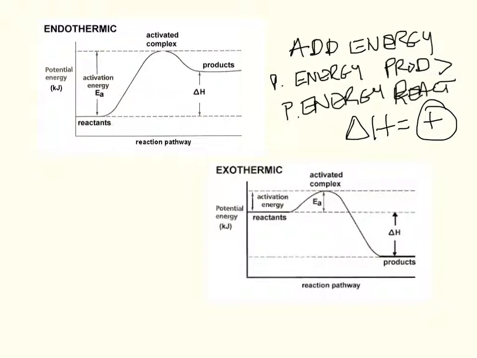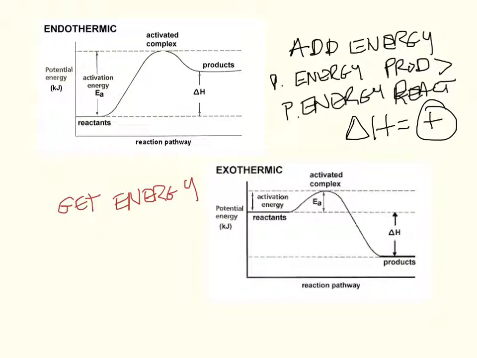The products have more energy than the reactants, and we do products minus reactants, so delta H is always going to be positive. And on this curve down on the bottom here, this is an exothermic curve. Again, it looks very similar in shape, except now we're getting energy. We don't have to add it. We do have to add it to get the activation energy, but we recover all that and actually get more energy out than we put in.